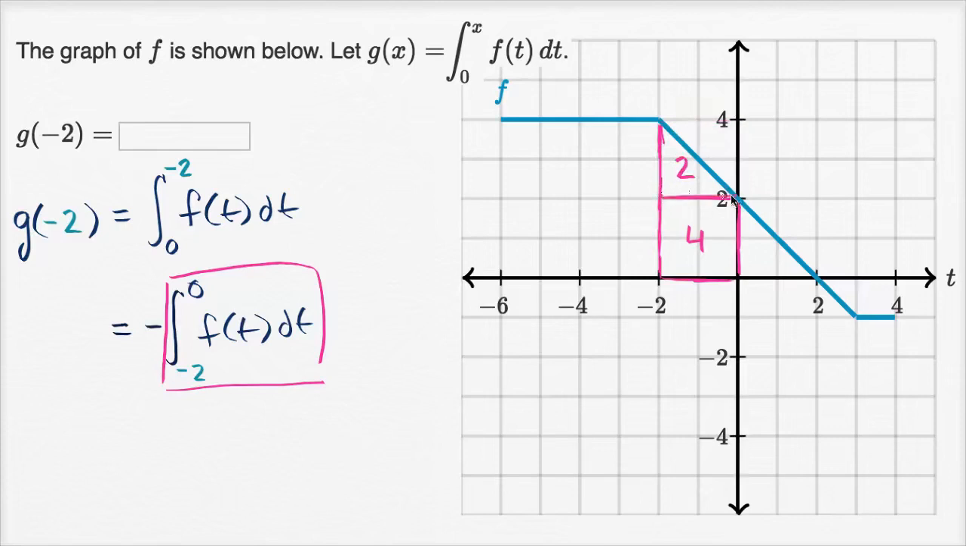Or you could view this as base times height times 1/2, which is going to be 2 times 2 times 1/2. And so this area right over here is 6. So this part is 6, but we can't forget that negative sign. So this is going to be equal to negative 6. And so g of negative 2 is negative 6.